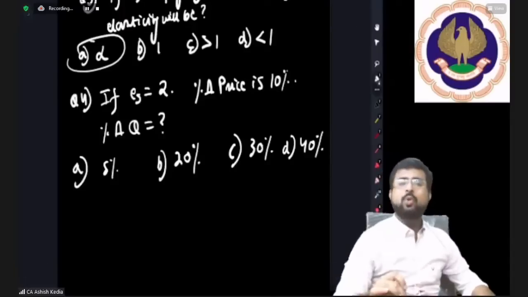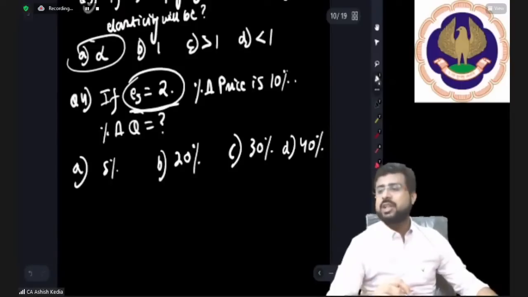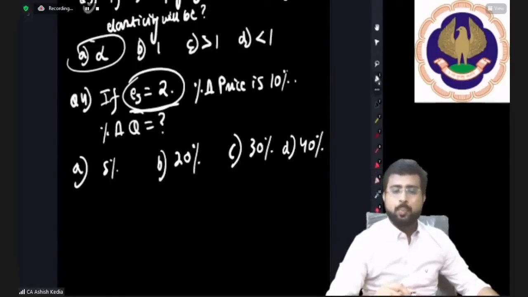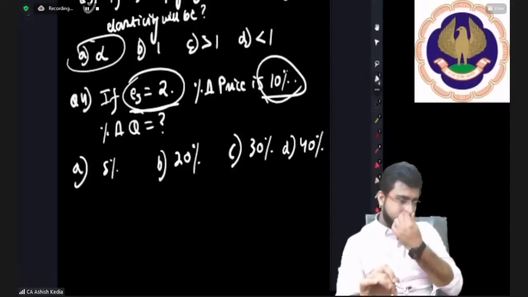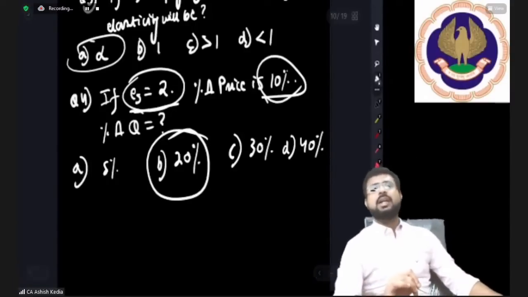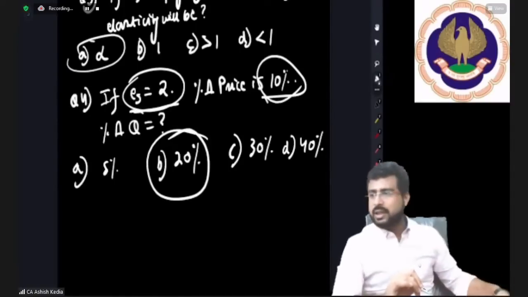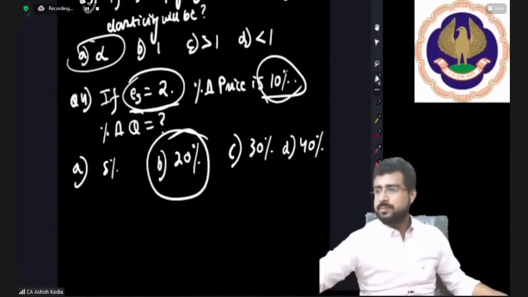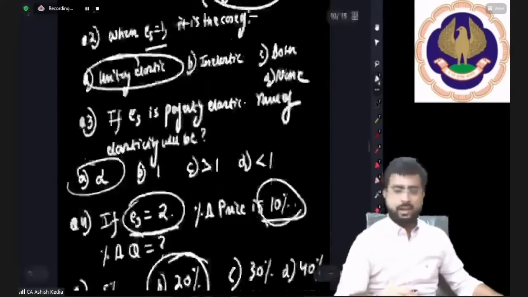I told you all, elasticity tells us that if price changes by 1%, quantity changes by 2%. So if price is changing by 10%, quantity is going to change by 10% times 2, that is 20%. Correct.